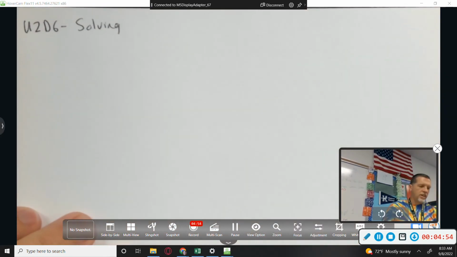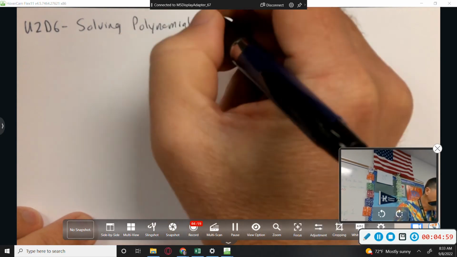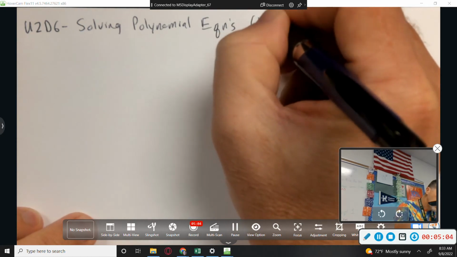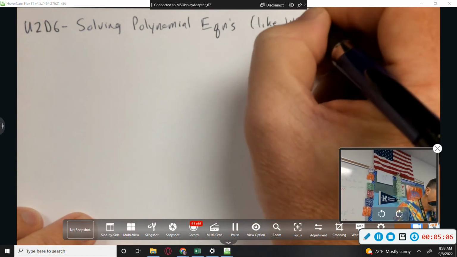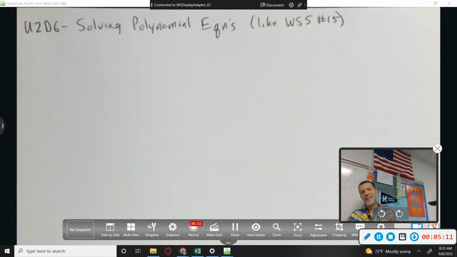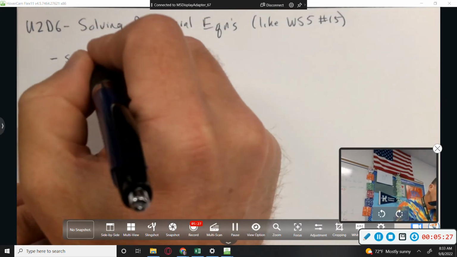Unit 2, Day 6, solving polynomial equations. Parentheses, kind of like the one we just did. I don't know, the first 3/4 of this, first half, is definitely review, and then there's one small new thing that we'll do.